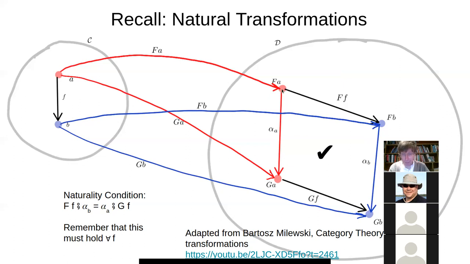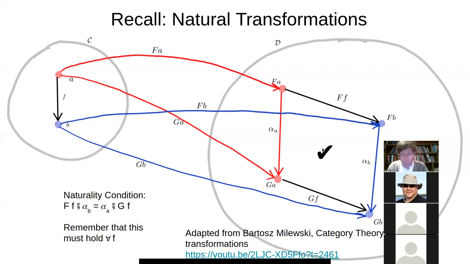Now, for it to be natural, it has to be the case that for any old function f, you can either start on the side of the first functor, apply that function there, and then translate over via the natural transformation to the other functor, or translate first and then apply the function there. They have to interpret this function in a way that's consistent between them. Either way you go needs to give the same result.